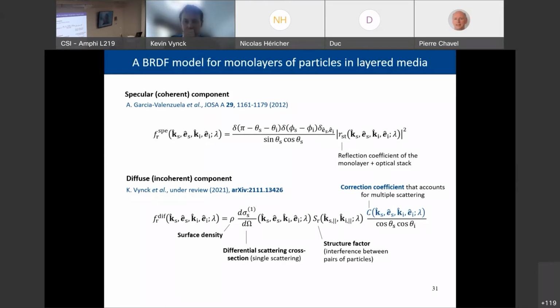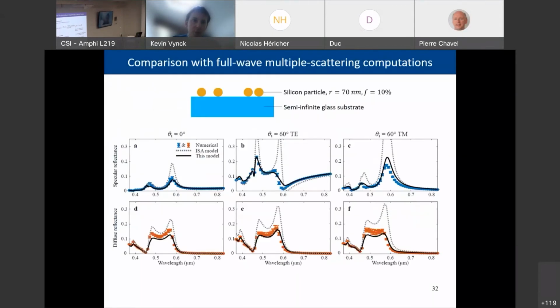So I will show you now some comparisons between the predictions of our BRDF model and the full wave multiple scattering calculations that can be made. These are rigorous calculations that have been made with homemade software. I'm considering here a simple system. It's a semi-infinite glass substrate that is supporting a disordered ensemble of silicon particles of radius 70 nanometers at a surface coverage of 10%. So this is quite a high surface coverage. The particles are really close to each other.